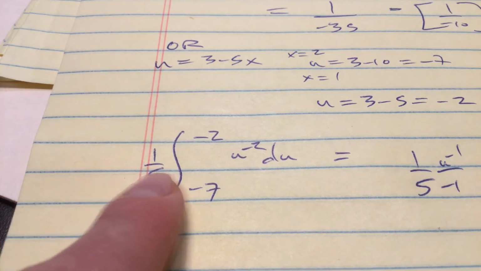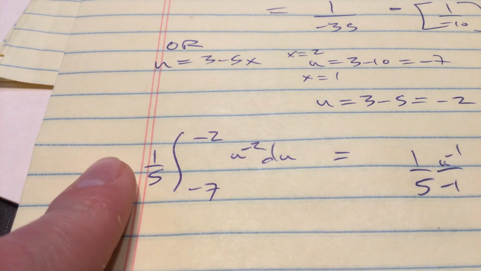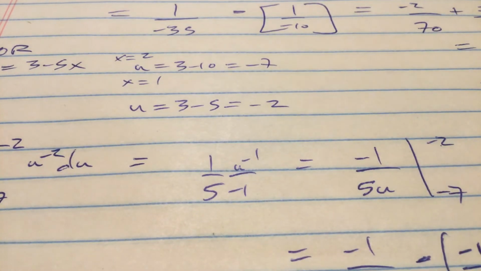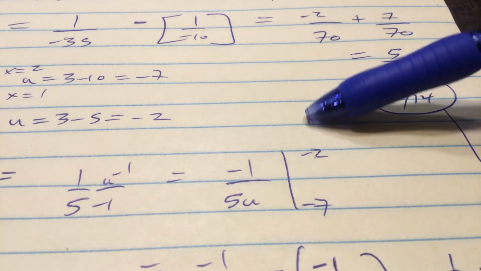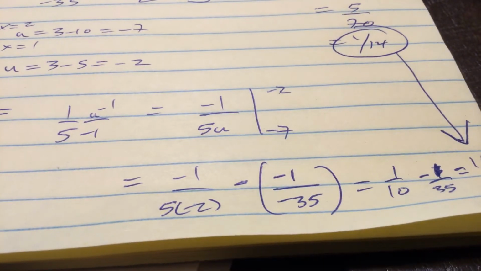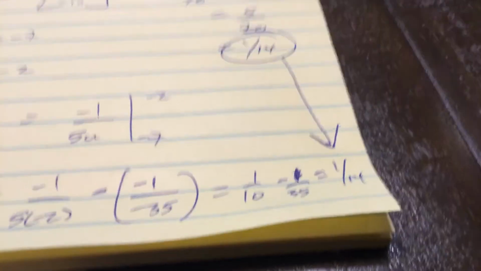Again, if the upper bound becomes the lower bound and the lower bound becomes the upper bound, you just multiply the integral by a negative 1. So that's what happened here. Now I get a negative 1 over 5u. I plug in negative 2 as my upper bound, negative 7 as my lower bound, and I still get 1/14. However you want to do that one, we'll talk more about that later. 1/14, though, is the actual answer for 17.